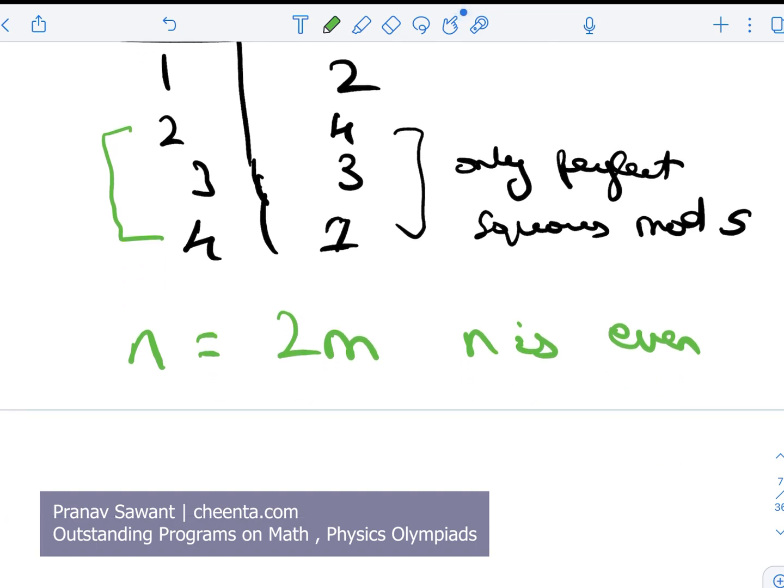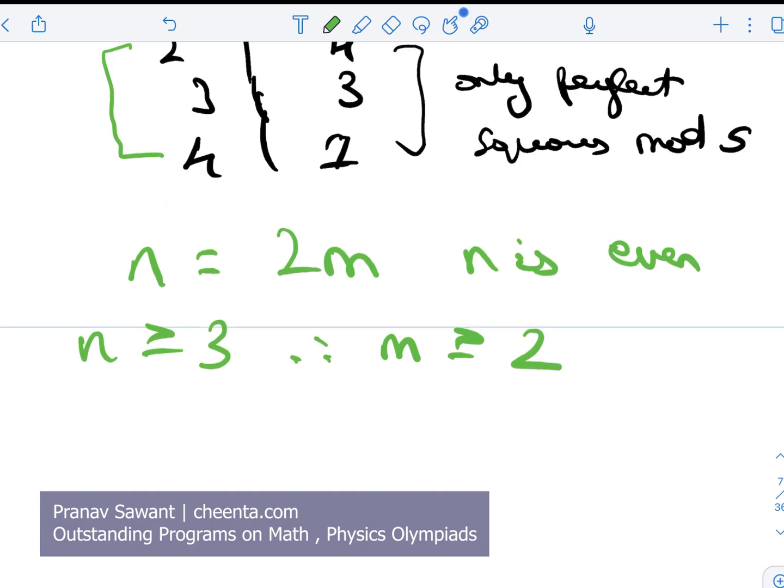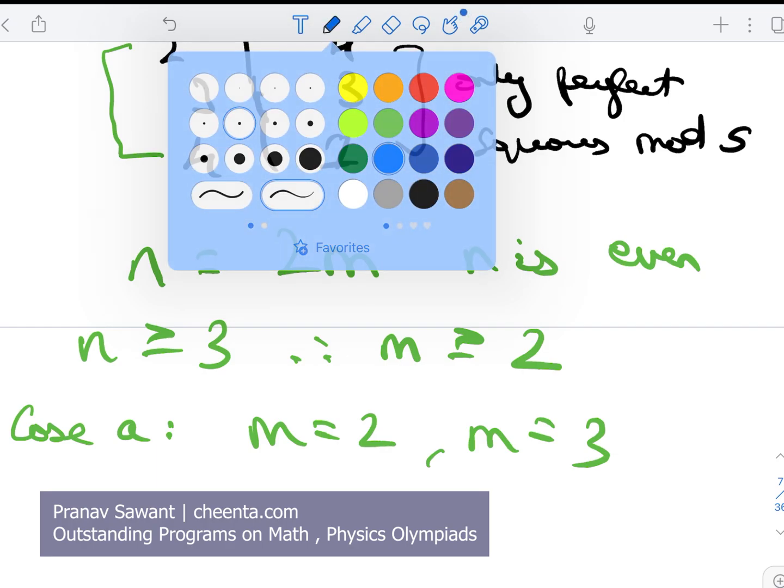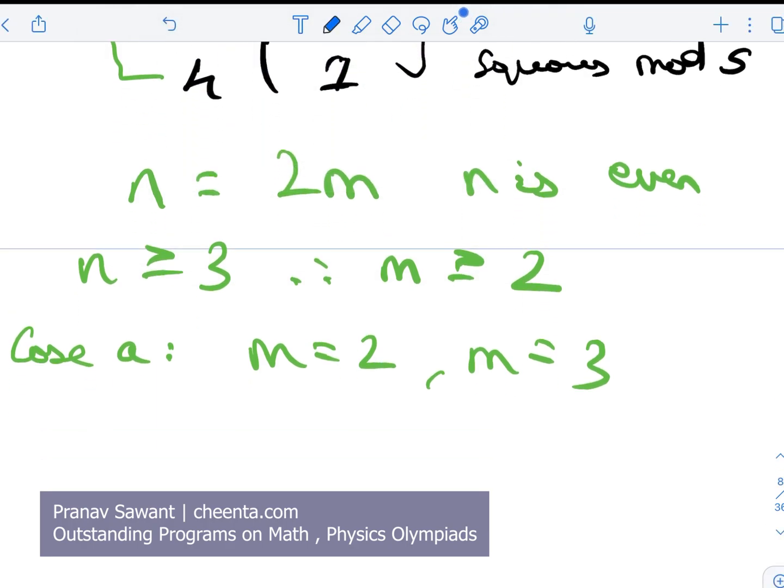Now if n is equal to 2m, and we also saw that in this case n is greater than or equal to 3, therefore we notice that m has to be greater than or equal to 2. And again, I'm going to split this up into two cases, case A and case B. In case A, we are going to consider where m is equal to 2 and m is equal to 3. And in the next case, we're going to consider the scenario where m is greater than or equal to 4.